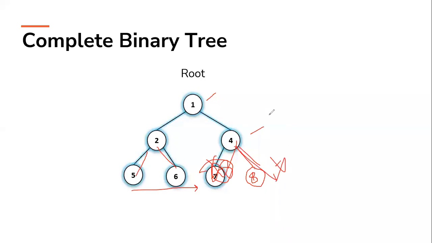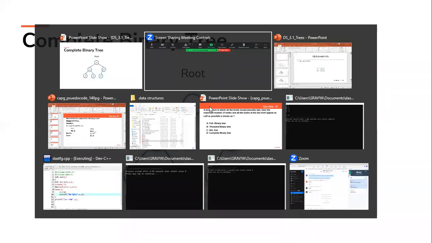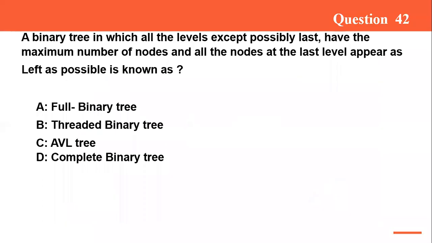Good. I hope now everyone understood all the 3 types of binary trees. These are the 3 things which are very, very important. And we have a lot more types like AVL tree, red black tree. A lot of things are there. I'll discuss them when time comes or when the topic comes.